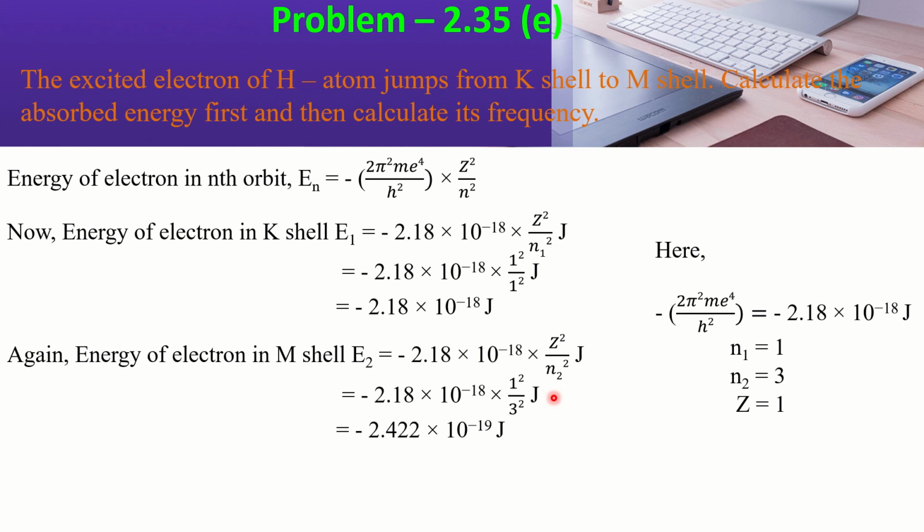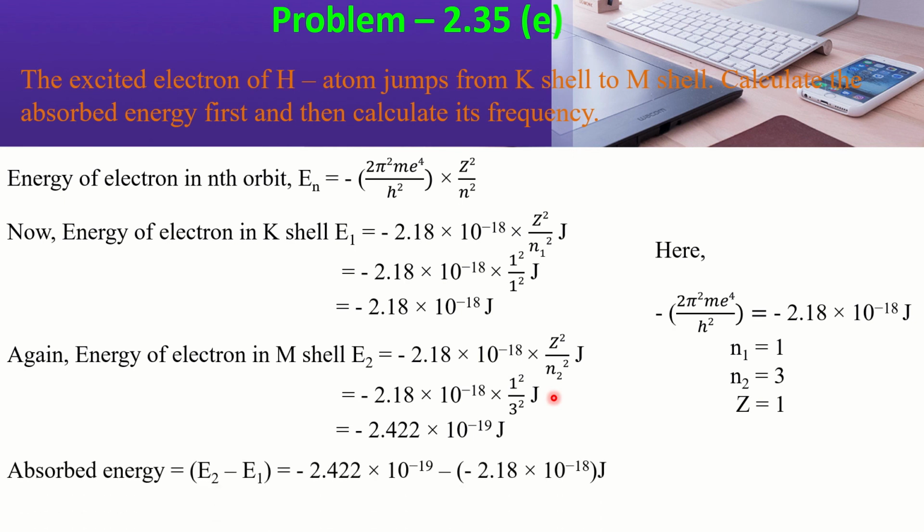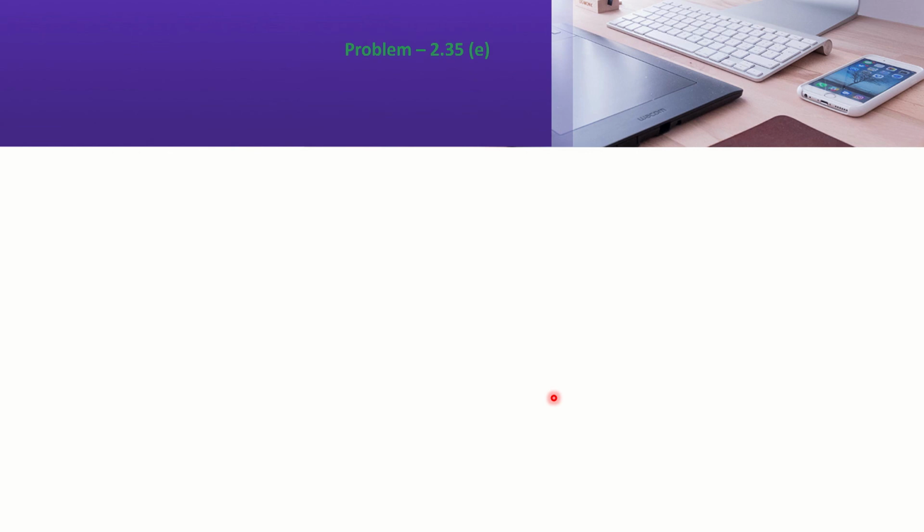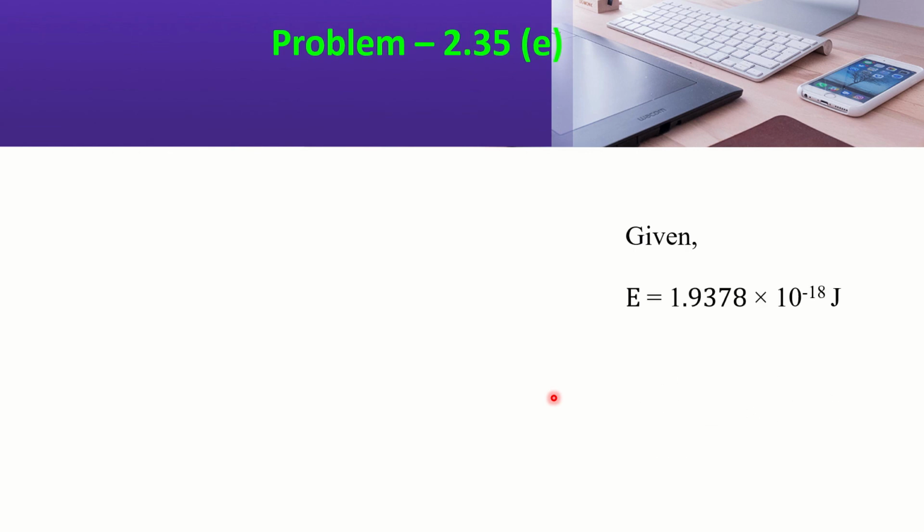By subtracting the energy of these two shells, we get the absorbed energy of the electron. So the absorbed energy equals E2 minus E1, which equals 1.9378 into 10 to the power minus 18 joule. We get the energy. Now by using this energy, we can calculate the frequency of the electron. Here we have the energy equal to 1.9378 into 10 to the power minus 18 joule.